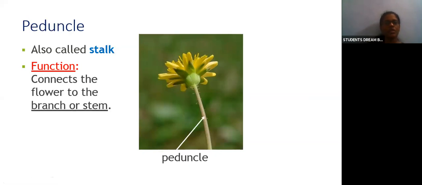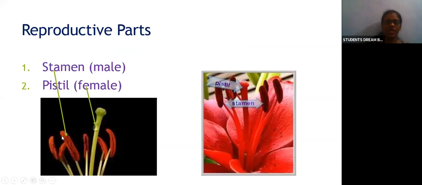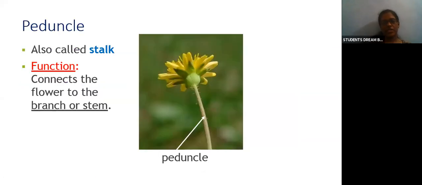Clear? Next is the peduncle. Peduncle is also known as the stalk. So this part is the peduncle. The main function of the peduncle is that it connects the flower to the branch or the stem. That is the main function of the peduncle. So till here we have seen the accessory parts: the calyx, corolla, receptacle and peduncle.